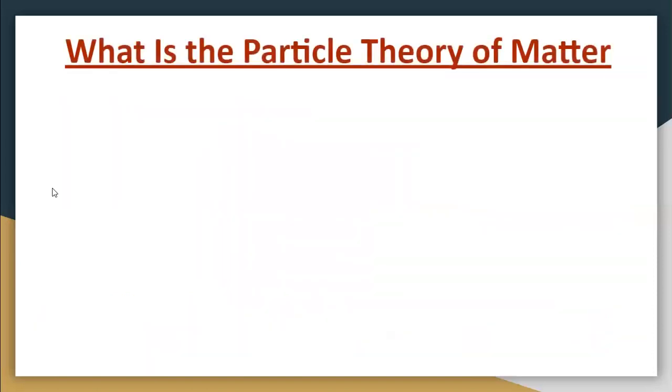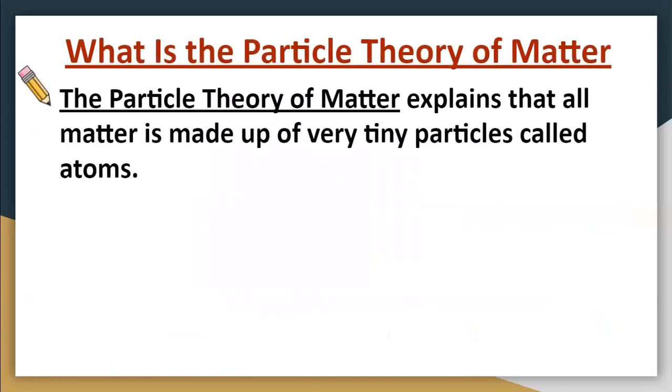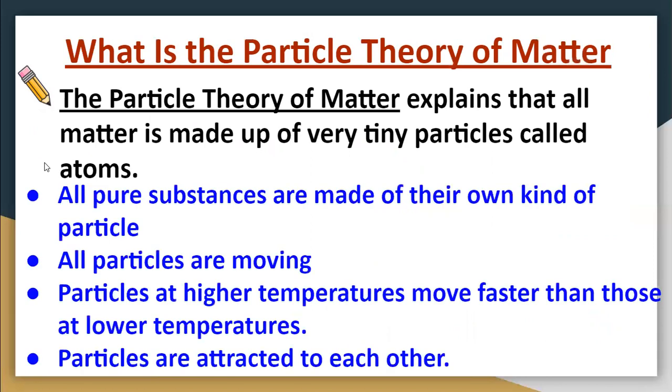What is the particle theory of matter? Another note-taking opportunity. The particle theory of matter explains that all matter is made up of very tiny particles called atoms. All pure substances are made of their own kind of particle. All particles are moving, and particles at higher temperatures move faster than those at lower temperatures. We'll be discussing that later on in the year. And particles are attracted to each other. We'll also be discussing that a little bit later too.